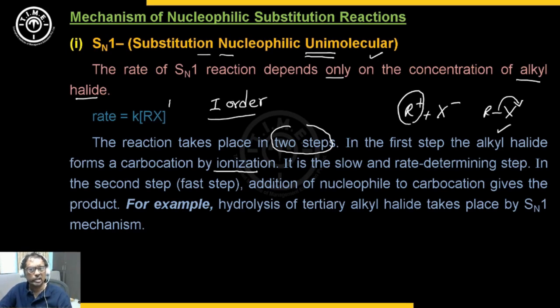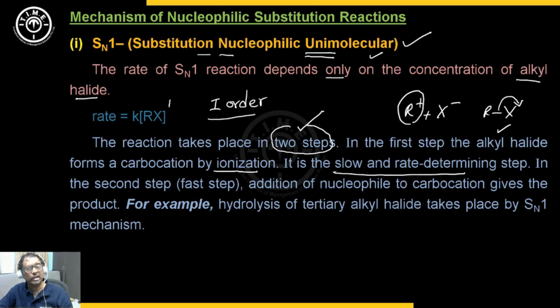Next thing is, we said that there are two steps in this reaction. What is the first step? The first step is the alkyl halide undergoing ionization. Ionization is nothing but heterolytic cleavage. This is the slow and rate determining step. In this slow step, there is only one molecule participating, that is the RX. Therefore, it is a unimolecular reaction.